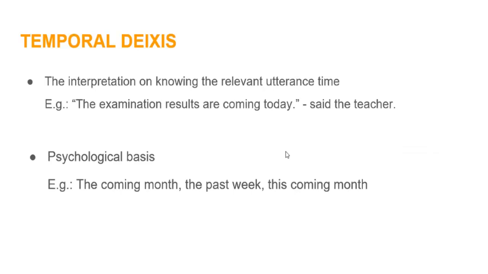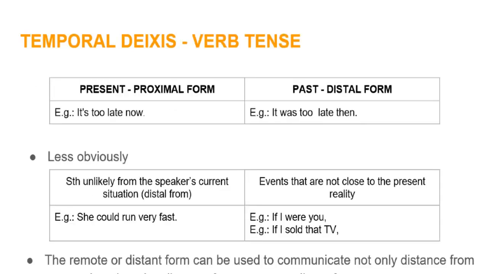In the example, the teacher said the sentence yesterday, so "today" referred to yesterday. And as for the psychological basis, we treat time as an object which is moving. So we have "the coming month," "the past week," or "this coming month." And another type of temporal basis is the choice of verb tense.